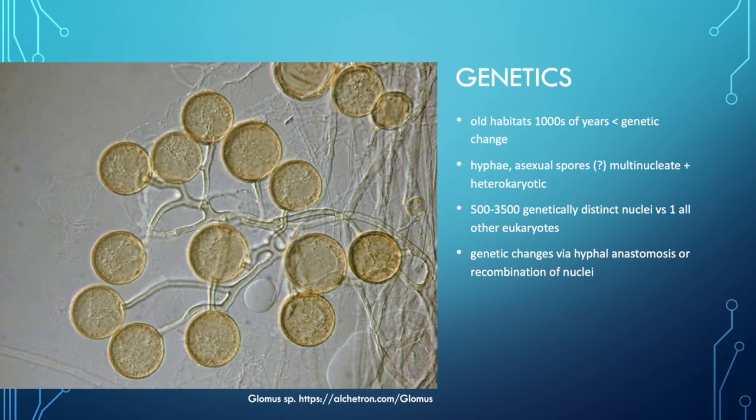These spores are also multinucleate, and these nuclei are heterokaryotic. What this means is that each spore has multiple, in fact up to 3,500, genetically distinct nuclei, and that's what heterokaryotic means: they are genetically different from one another. This is extremely strange because all other eukaryotic cells only possess one nucleus. So this poses the question of why they have these nuclei with this incredible diversity of genetic potential.